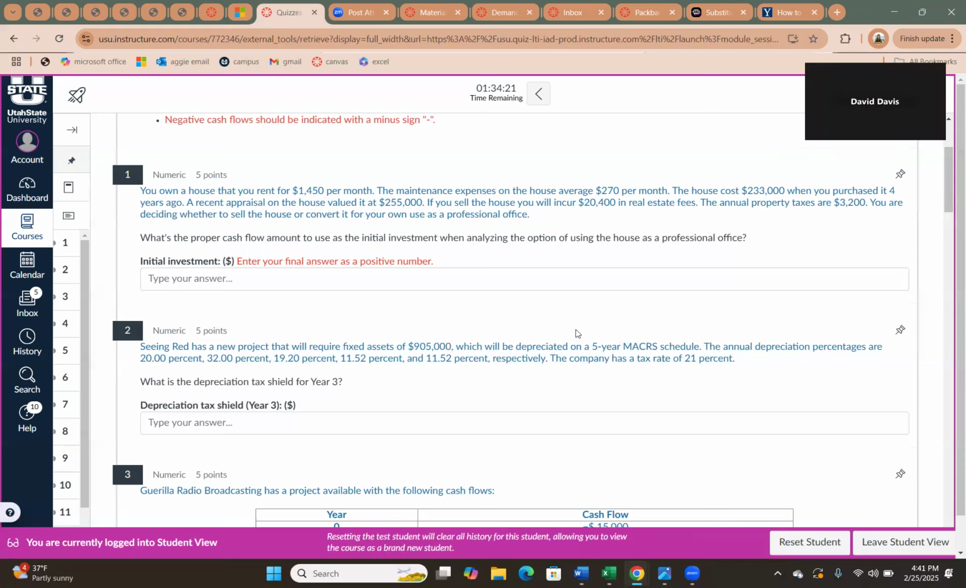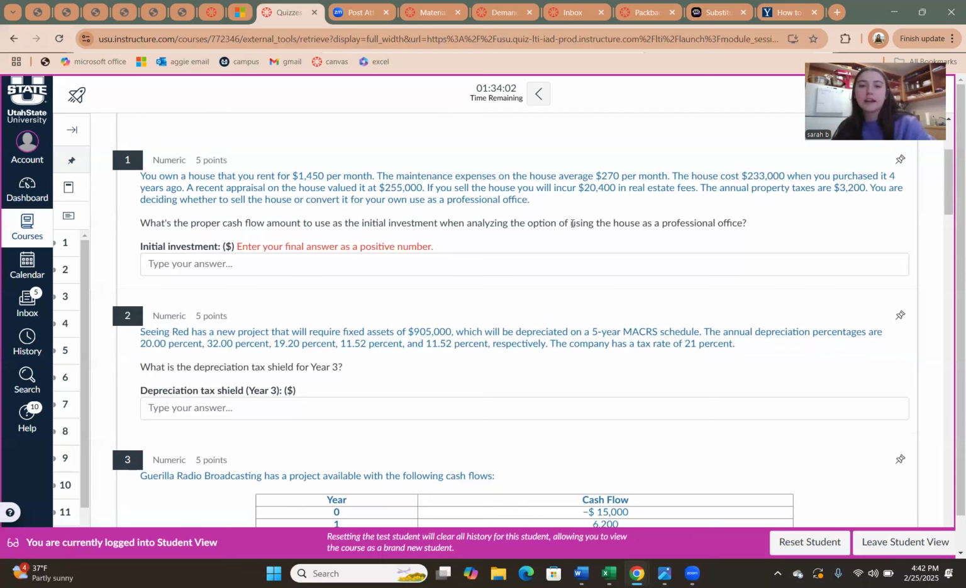So we're looking at opportunity cost here. If you're keeping it, the opportunity cost is what you could get for it based on the recent appraisal. And if you sold it, you would also incur the real estate fees. So you have to consider both those.